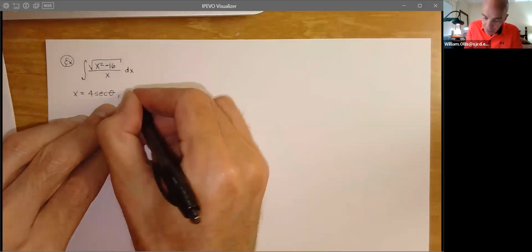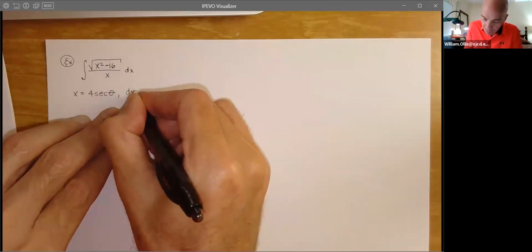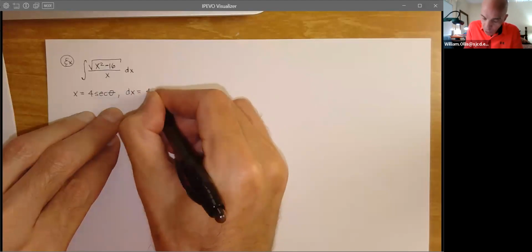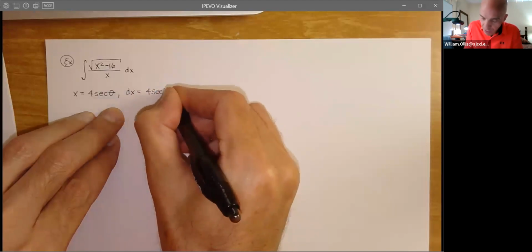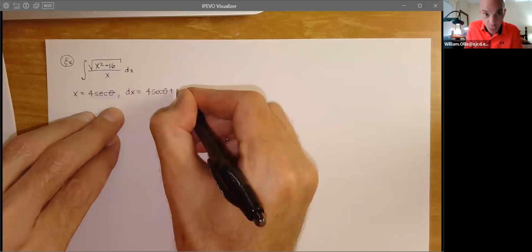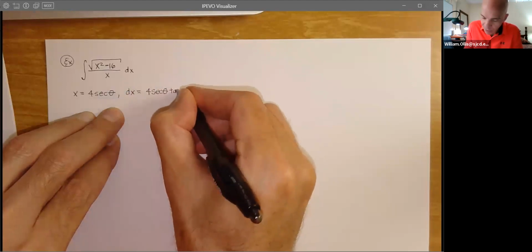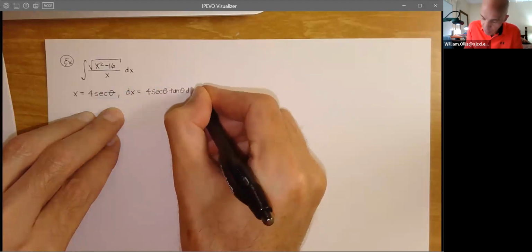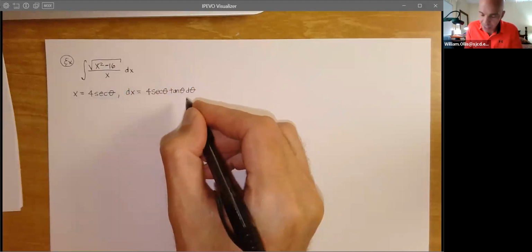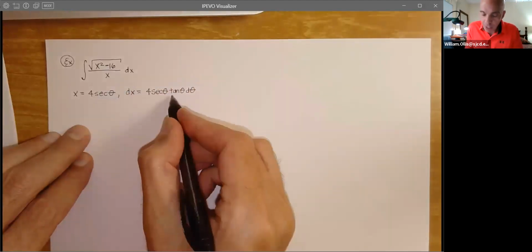So now dx will equal 4 secant theta tangent theta. Just take the derivative or the differential. So we have the differential.